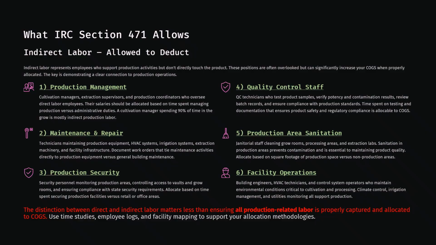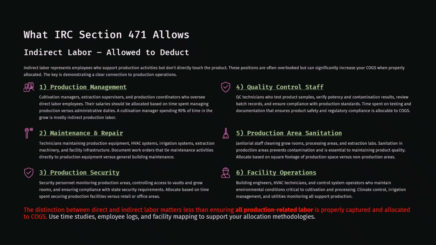So you've got production management. They may not be doing the pruning or packaging themselves, but they're supervising the team that does. If they're overseeing production, they're contributing to the process, and their time may be allocated proportionally to COGS. You've got your maintenance and repair technicians. So when your lights, HVAC, extraction rigs, or automated trimmers break down, who keeps those things moving? It's the maintenance staff. If they're focused on the production areas like the grow rooms, extraction labs, packaging lines, they can be allocated to overhead and included in inventory.